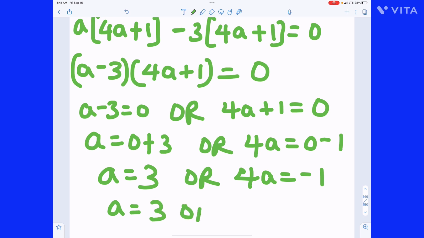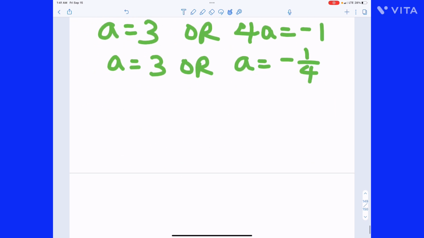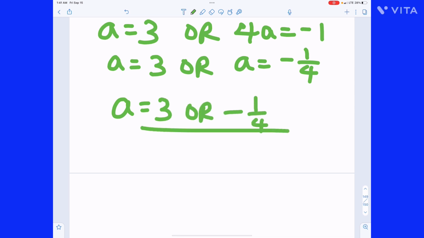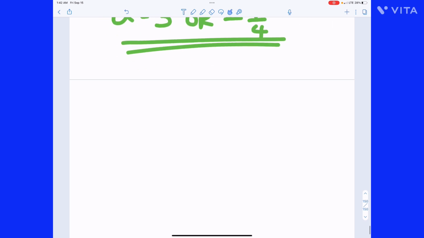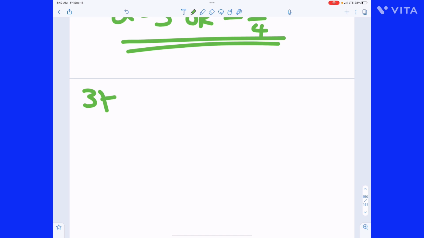A is 3, or what? A is minus 1 over 4. So put your answers together. A is 3, or minus 1 over 4. Okay, that answers question 36. Let's go to 37.